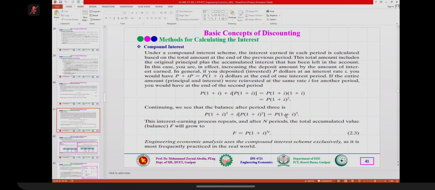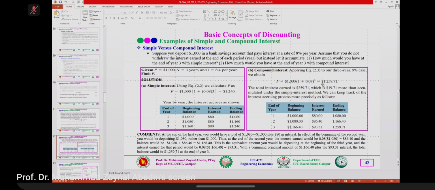F equal to P into (1 plus i) to the power 3 in the third year. Okay, so the value is 1259.71. The total interest earned is 259.71, as the initial investment is 1000, which is 19.71 more than the amount accumulated on simple interest.